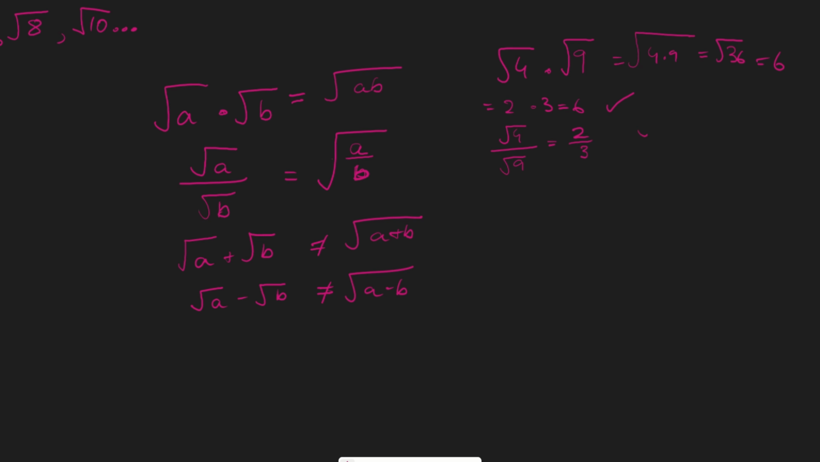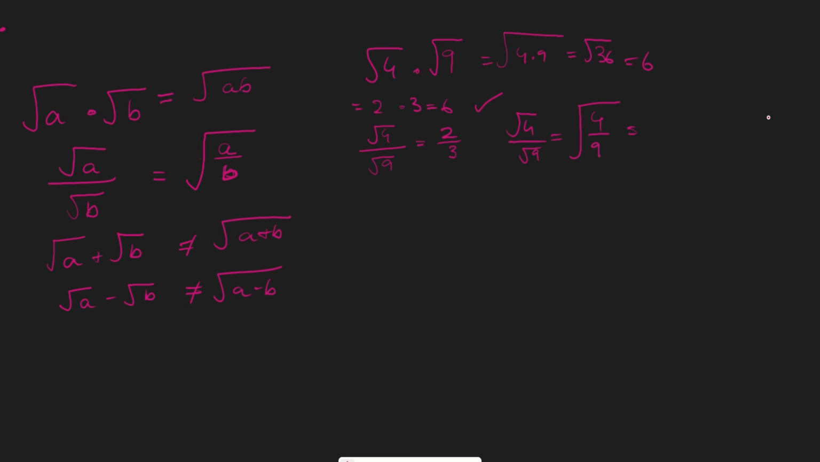Let's do it the other way as well. Root 4 by root 9 can be written as root of 4 by 9 whole. Root of 4 by 9 is the same as 2 by 3, because 2 by 3 times 2 by 3 will give you 2 into 2 by 3 into 3. This is 4 by 9. So that's how we get root 4 by 9 is equal to 2 by 3.